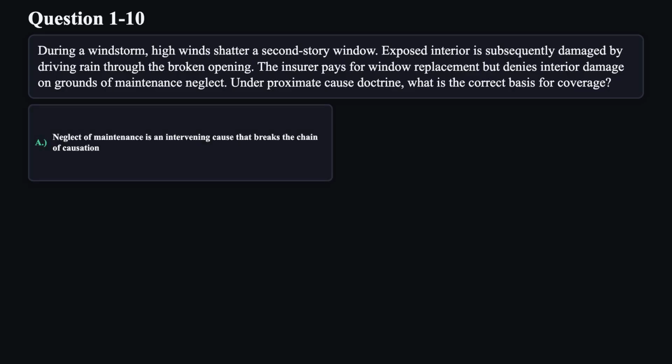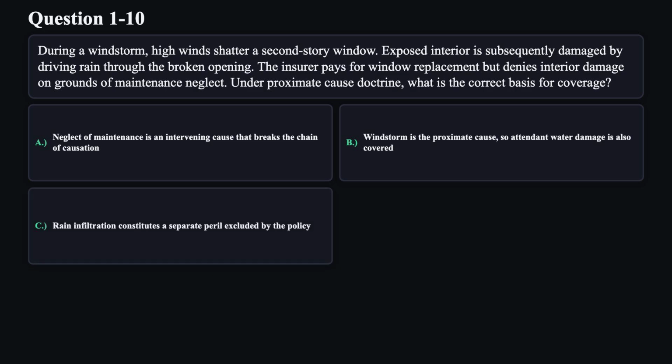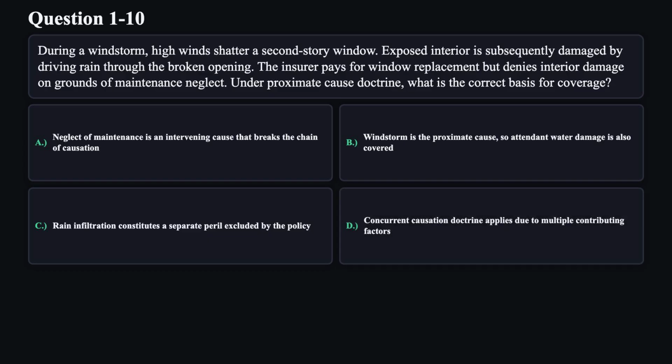A. Neglect of maintenance is an intervening cause that breaks the chain of causation. B. Windstorm is the proximate cause, so attendant water damage is also covered. C. Rain infiltration constitutes a separate peril excluded by the policy. D. Concurrent causation doctrine applies due to multiple contributing factors.